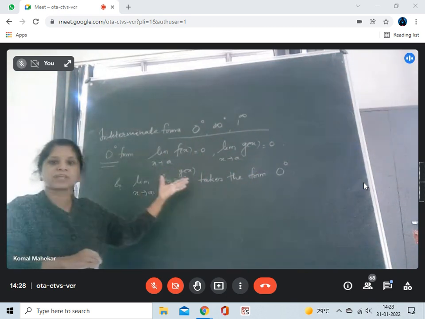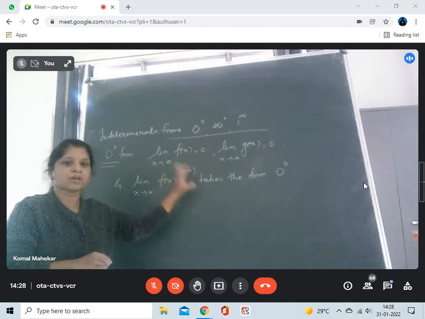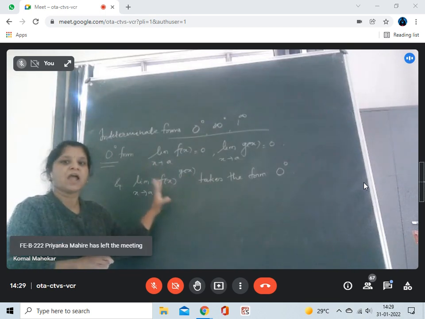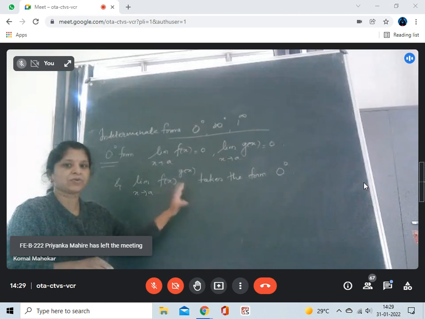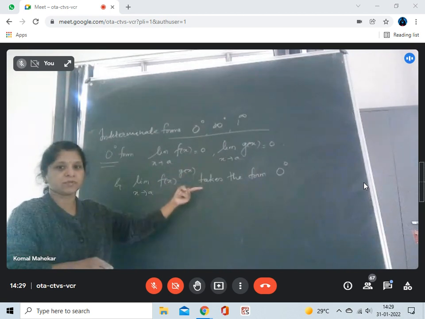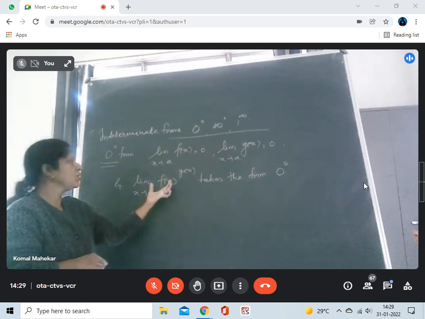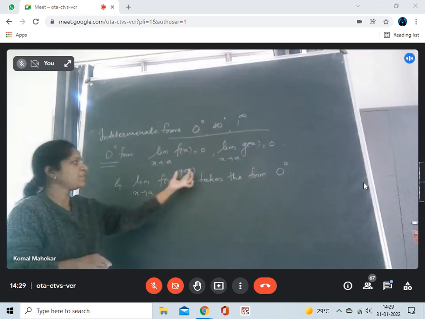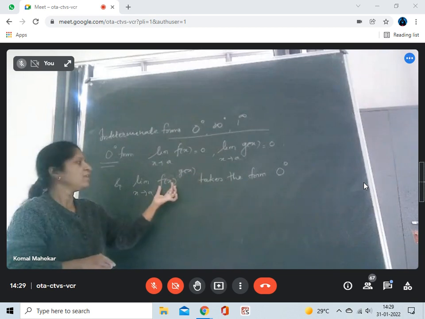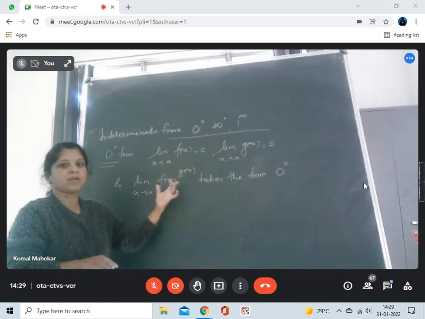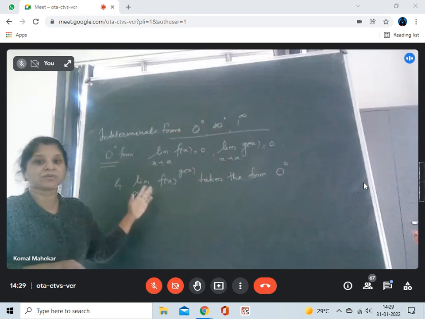If one function f(x) is raised to another function g(x), and the limit of both the functions is 0, then we get the 0 raised to 0 form. The limit of f(x) is 0, the limit of g(x) is 0, then the limit of the first function raised to the second function will take the 0 raised to 0 form. Then how do we simplify this 0 raised to 0 form?